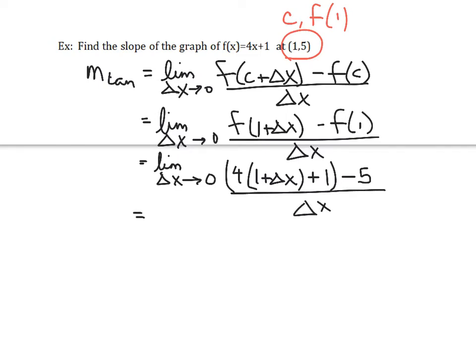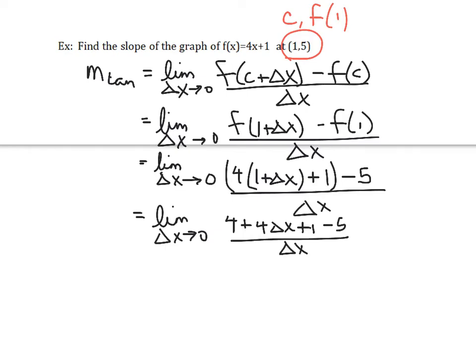And in order to take this limit, we of course first of all have to simplify our numerator. So I see that I'm going to distribute, and I'm going to get 4 plus 4 delta x plus 1 minus 5 all over delta x. Looking at the constants, 4 plus 1 minus 5 cancels. So right now I've got a 4 delta x divided by a delta x. And I'm treating this delta x as just a variable that stands together. But because I've got a delta x in both the numerator and the denominator, they will cancel. And the limit of the number 4 is just 4.